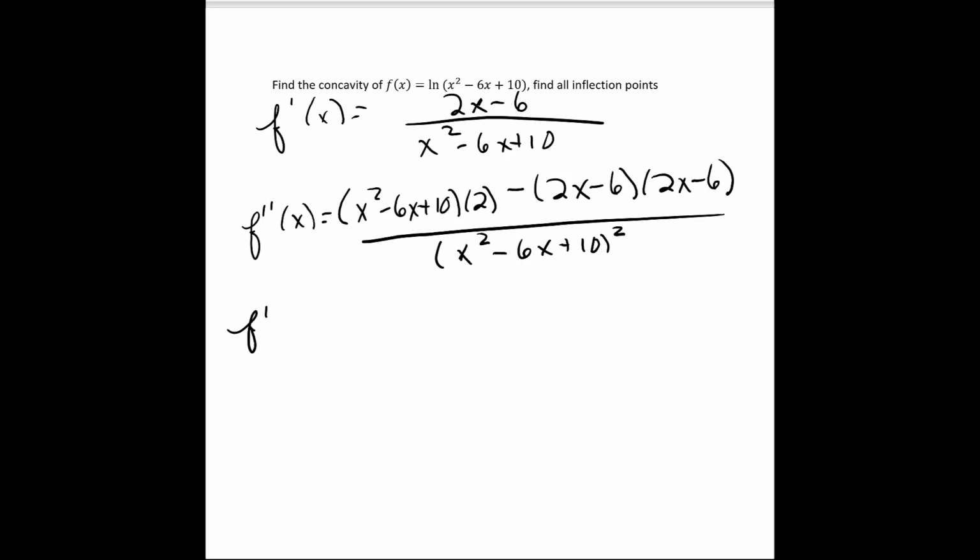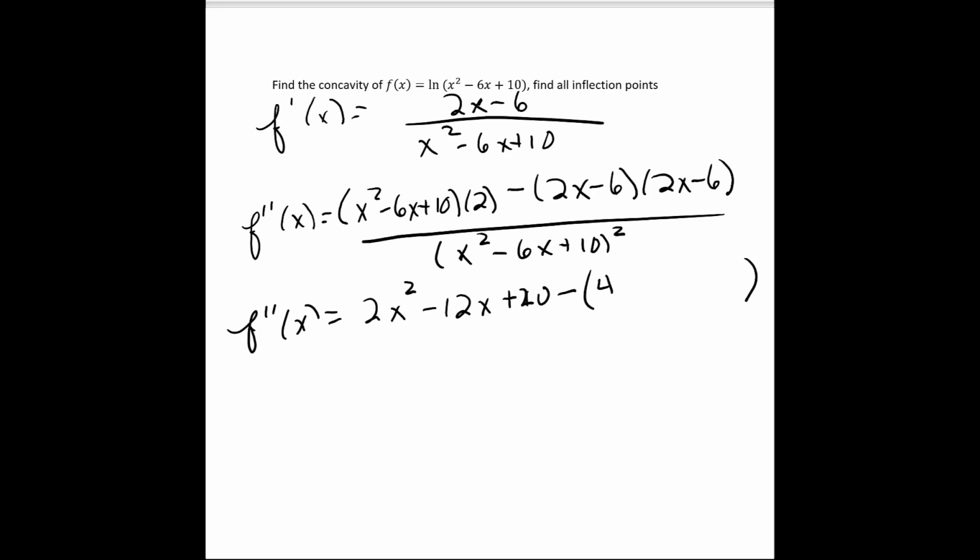Let's multiply that out, try to make it look a little bit better. 2 times x squared is 2x squared. 2 times negative 6 is negative 12x. 2 times 10 is 20. I'm going to leave the negative sign and leave parentheses.